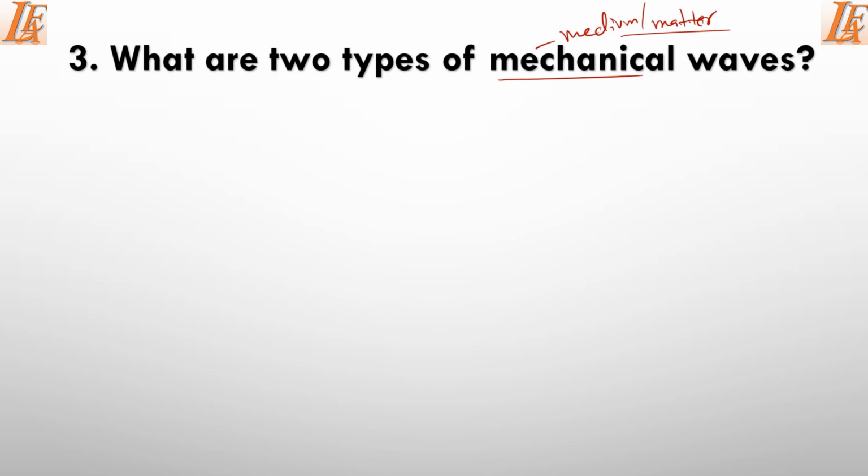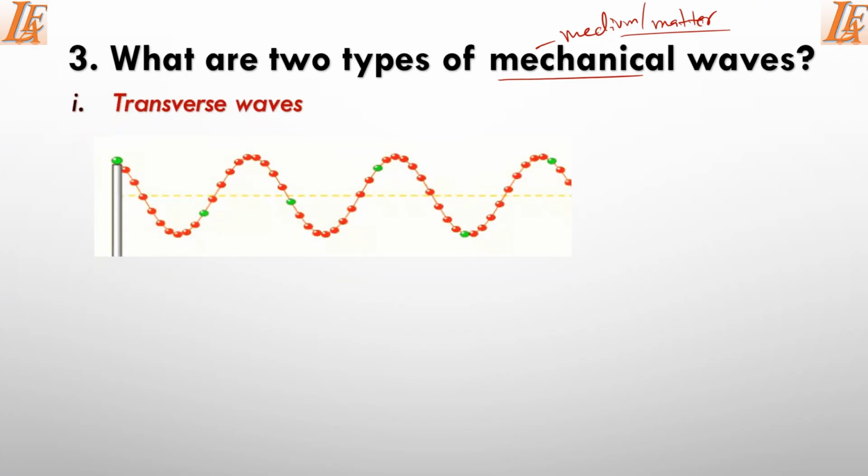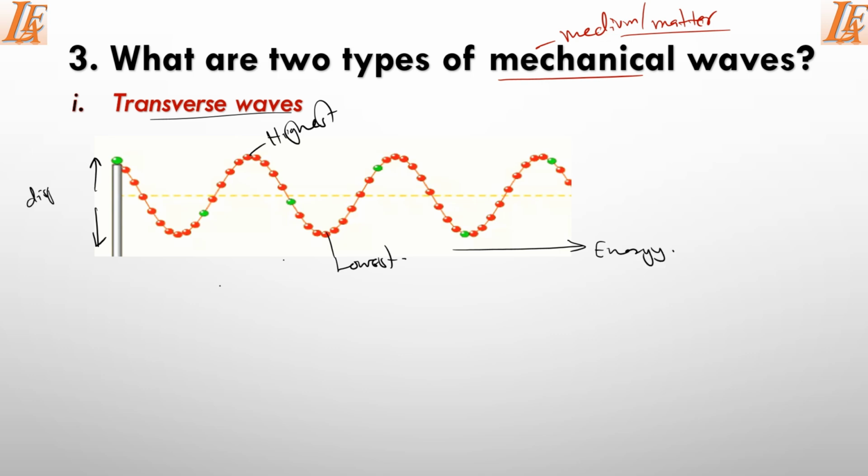And the first one is a transverse wave. A transverse wave, in this case, has the highest point, which we are going to name shortly, and then it has the lowest point, which we are also going to name shortly. Another important feature of a transverse wave is that the particles are displaced in one axis while the energy moves in a different axis. So in this case, this is the movement of energy, and this is the movement of displacement of particles. So that's what we call a transverse wave.